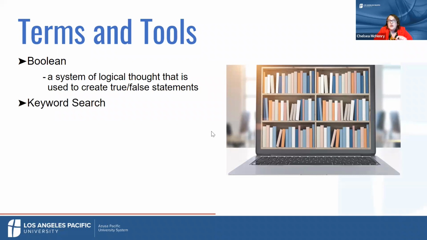We're also going to talk about keyword searches. Many of us are familiar with these, even if we don't call them that, because we all know how to use Google. We do, and that is part of a keyword search and how we actually access the information. But we're going to talk about how do you use it specifically in the library, even specifically the library here at LAPU. We're going to learn how to find the full text finder.